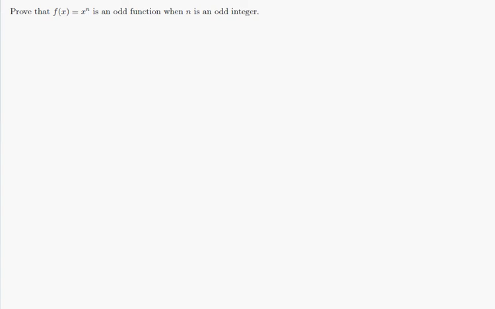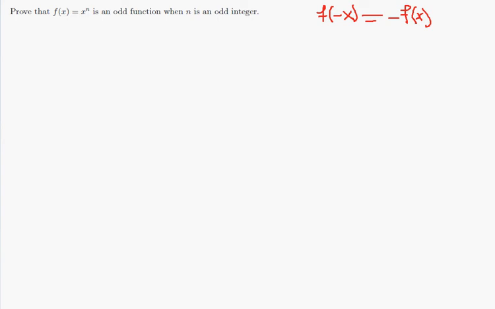Let's now prove that f of x equals x to the n is an odd function if n is an odd integer. Well, this of course is the reason why f of x equals x to the n is called an odd function in the first place. An odd function is a function that satisfies that f of negative x is the same thing as negative f of x. And when an odd function is graphed, there is a symmetry about the origin.